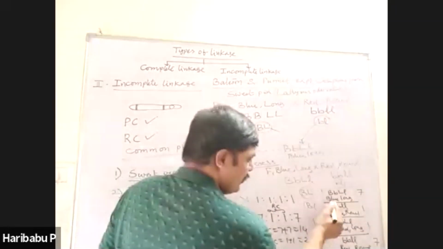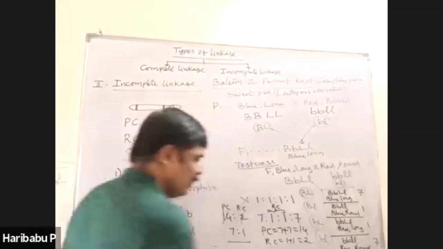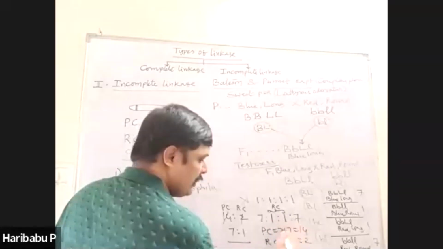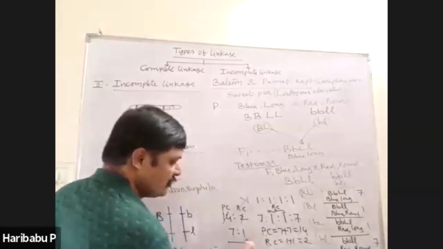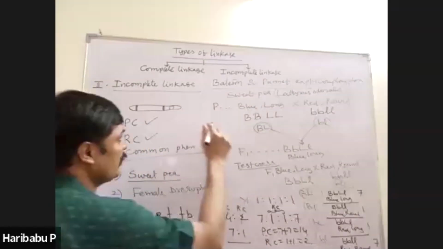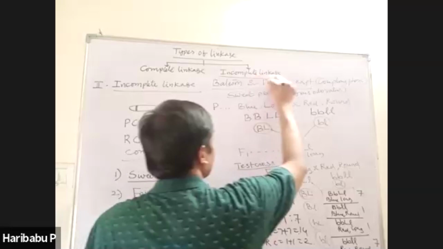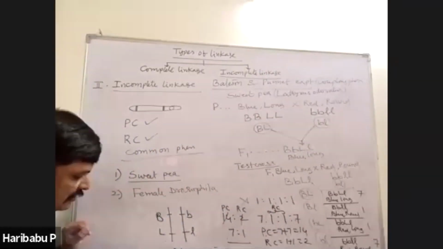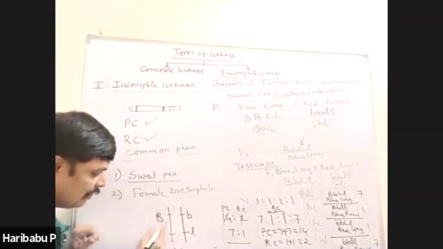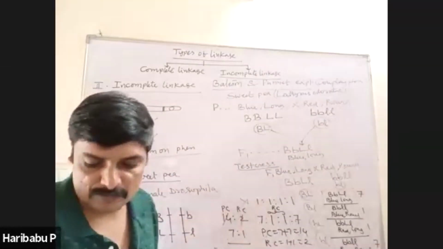That means this one and this one are parental combinations. These two are recombinations. But instead, a modified ratio, that is 7:1:1:7, is obtained. Here more parental combinations are obtained, and fewer recombinations. As recombinations are obtained, whether a large number or a small number, crossing over occurs. Hence, there is no 100% complete linkage. Therefore, this is an example of incomplete linkage, and this is the cis arrangement for these two genes, capital B, capital L on one chromosome, small b, small l on the other chromosome. This is one example of incomplete linkage.